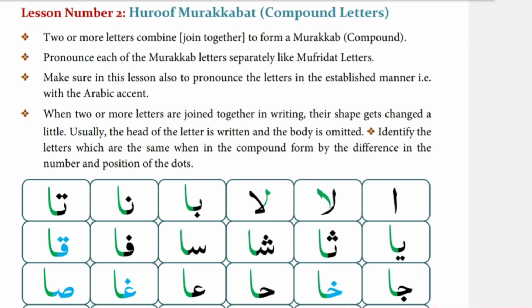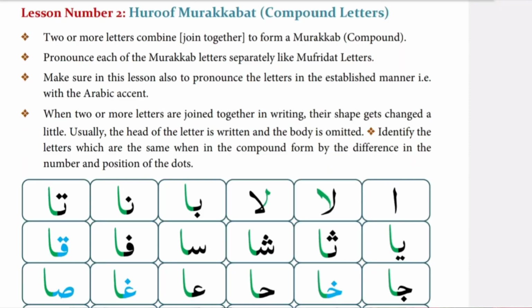So through these numbers of dots, you can identify that the second last word is noon alif and the last one is ta alif, because noon is written with one dot and ta is written with two dots. So in this way, you can identify the letters by the difference in the number of the dots. In the same way, you can identify the letters by the difference in the position of the dots.